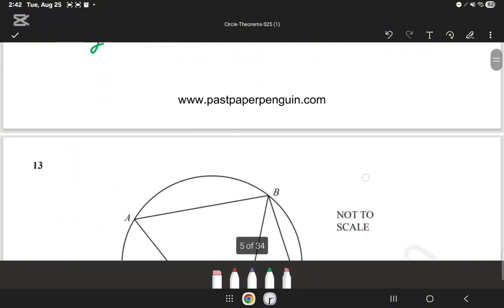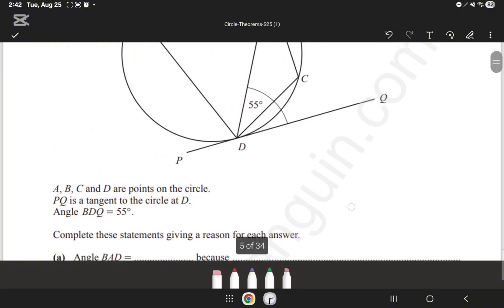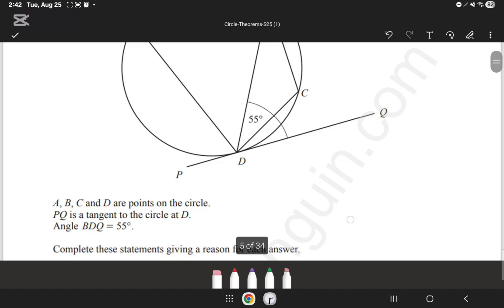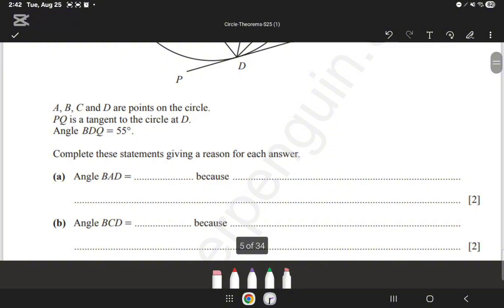So now our next one. A, B, C, D are points on the circle. PQ is the tangent to the circle at D. Angle BDQ is 55. Complete these statements and give reasons for each answer. Angle BAD equals dash because dash.